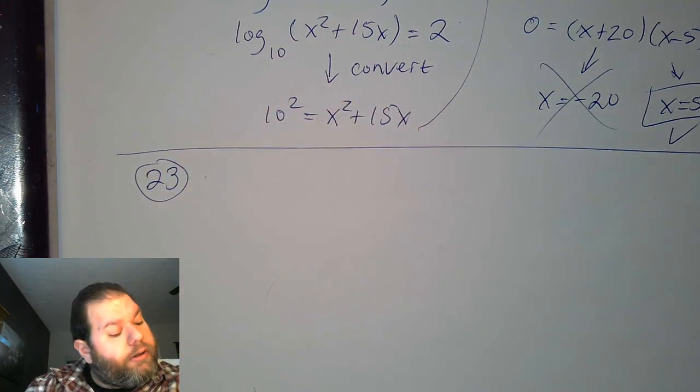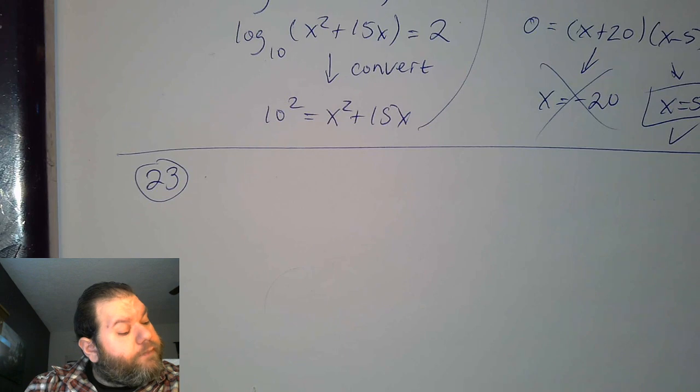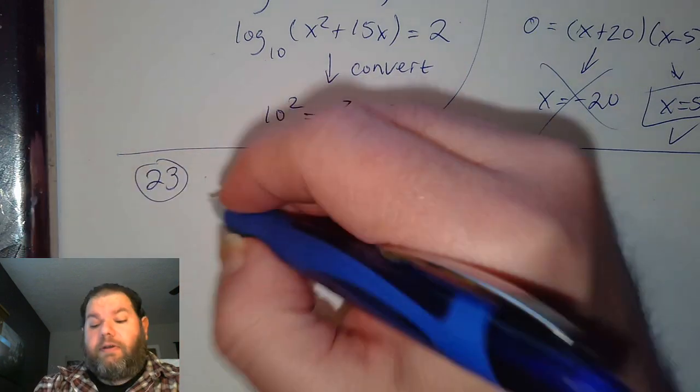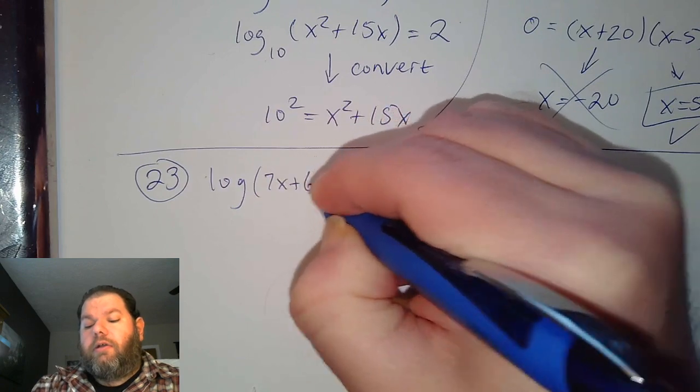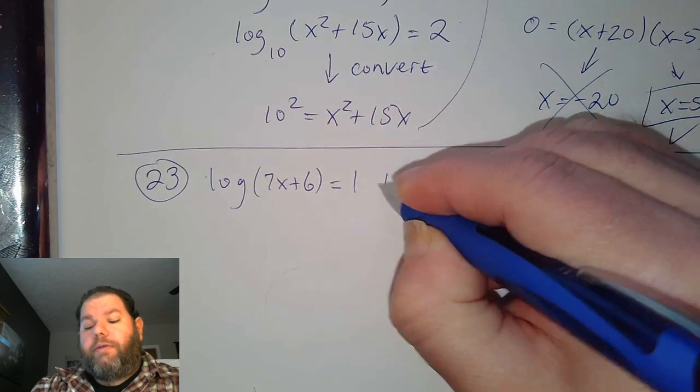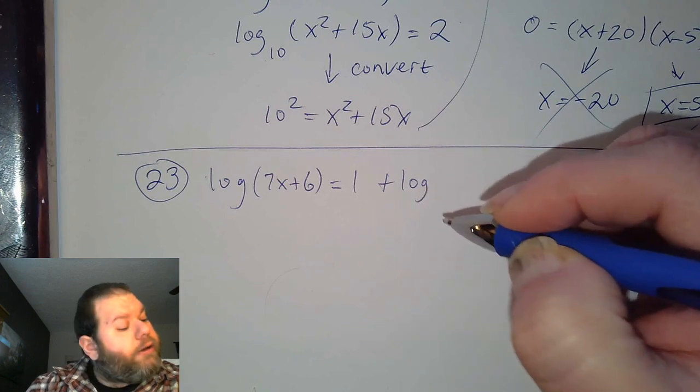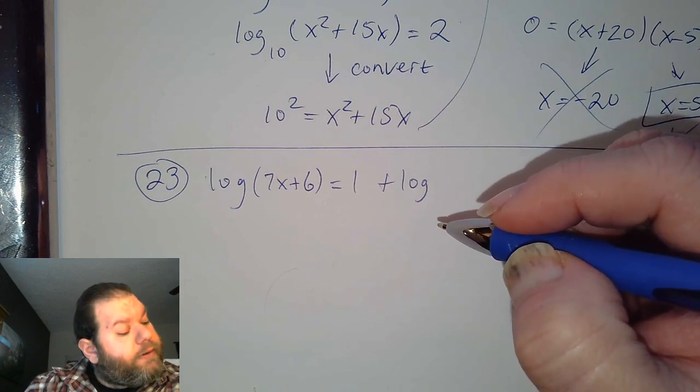23. Log of 7x plus 6 is equal to 1 plus log, this is x minus 1.